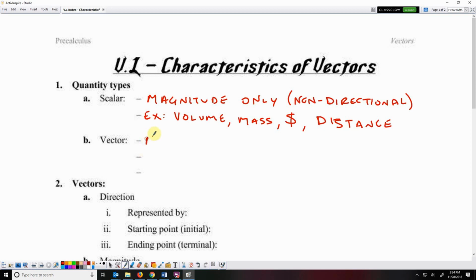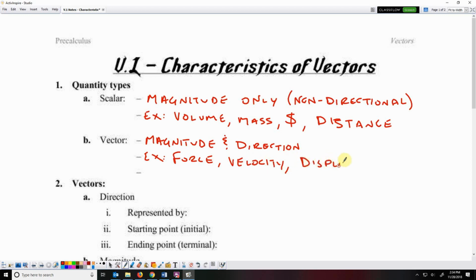A vector is referring to magnitude and direction. Okay, some examples would be things like force, velocity, displacement, and things like that. So there's some examples of vector quantities.